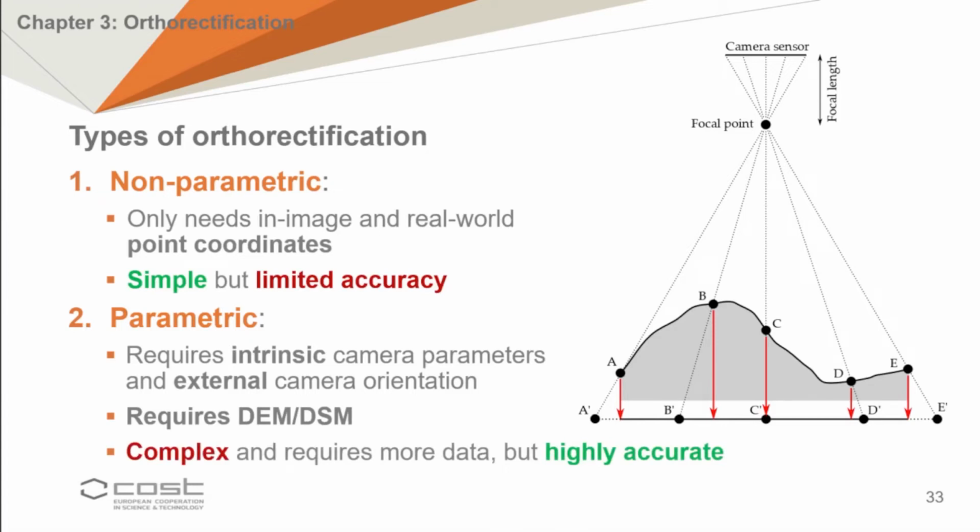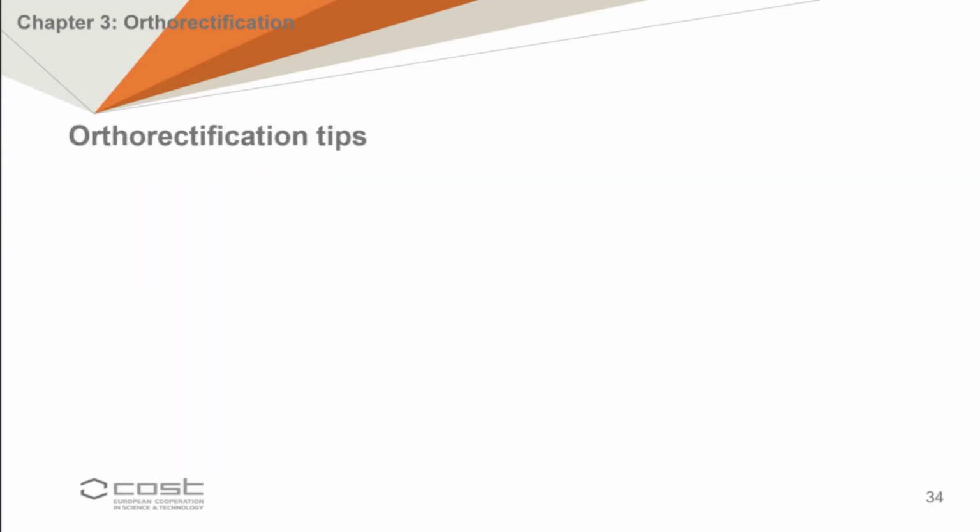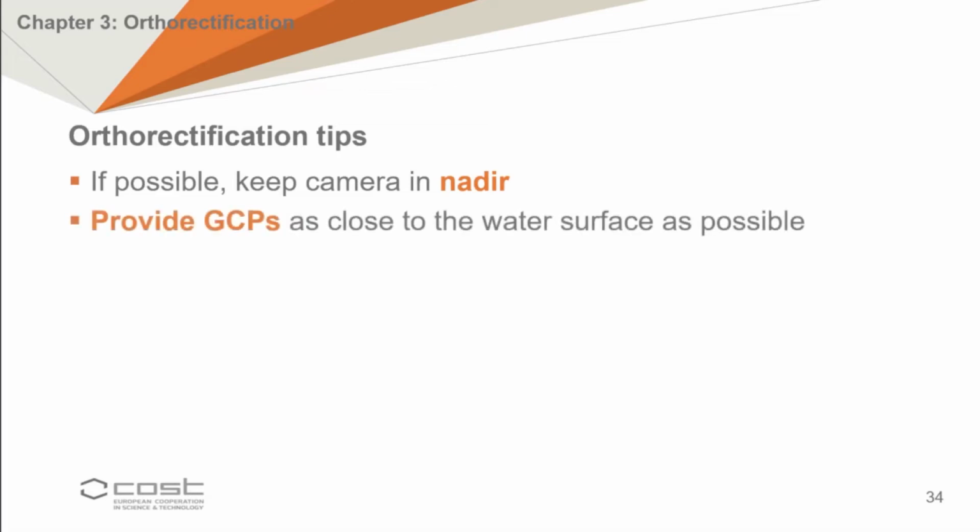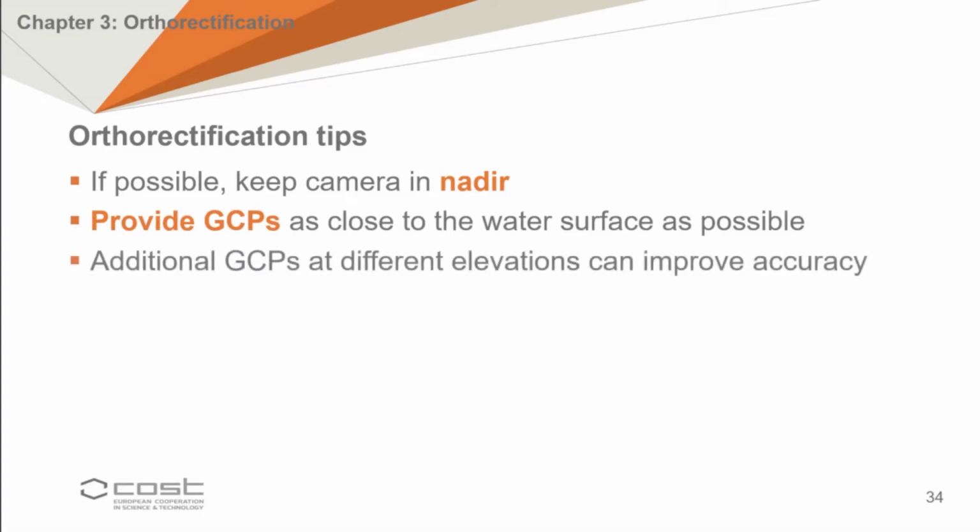However, the parametric approach is far more complex and requires more input data, but if such data is readily available, it can provide highly accurate results. So what can we do to improve the orthorectification accuracy? As before, keep the camera in a nadir orientation if possible, as this minimizes the aforedescribed positional errors. Use of artificial GCPs is again highly recommended, especially if you can position them as close to the water surface as possible. There are also benefits of using additional GCPs at different elevations than the water surface to provide additional data for the orthorectification algorithm.